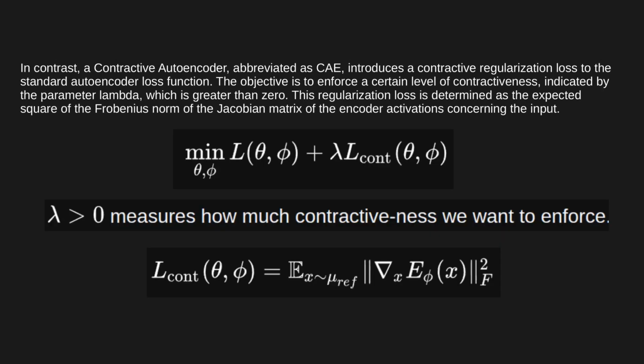In contrast, a contractive autoencoder, abbreviated as CAE, introduces a contractive regularization loss to the standard autoencoder loss function. The objective is to enforce a certain level of contractiveness, indicated by the parameter lambda, which is greater than 0. This regularization loss is determined as the expected square of the Frobenius norm of the Jacobian matrix of the encoder activations concerning the input.